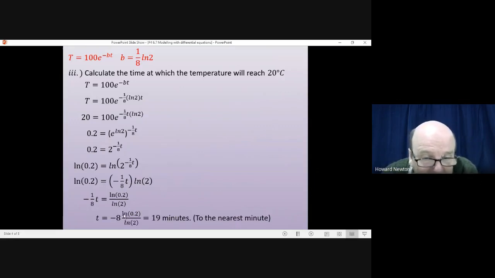And solving that gives us t is equal to minus 8 times this. And all of that you put into the calculator. When you put all of that into the calculator, to the nearest minute, you get 19 minutes for the answer.